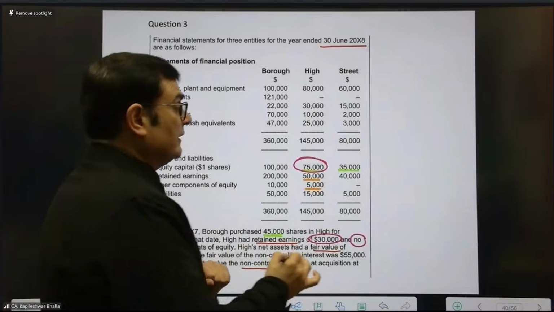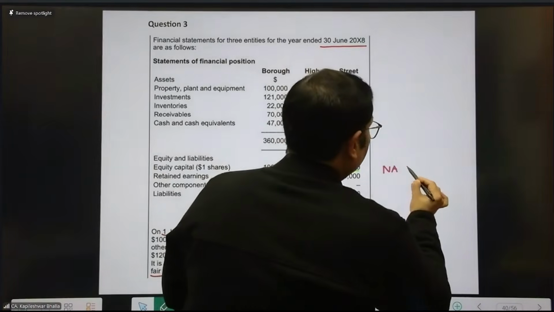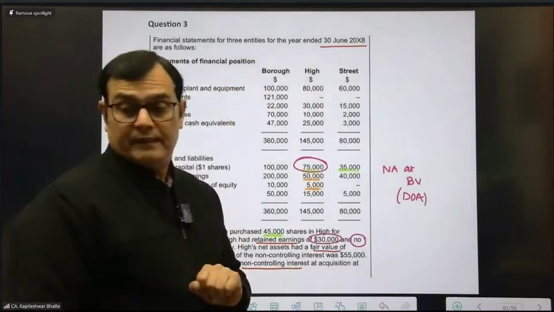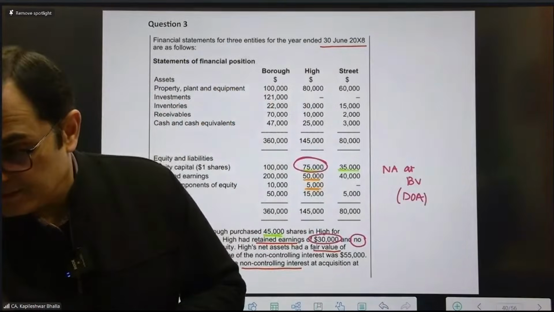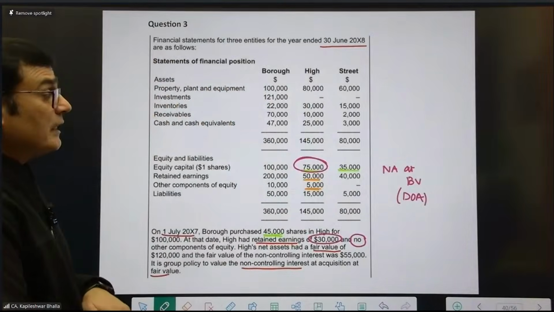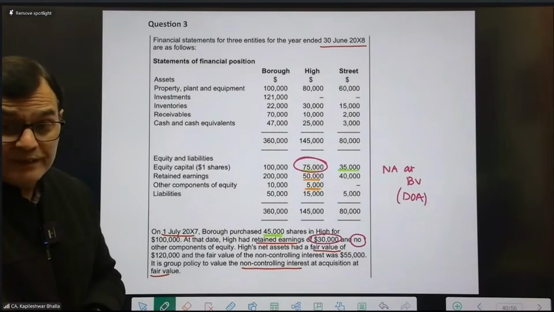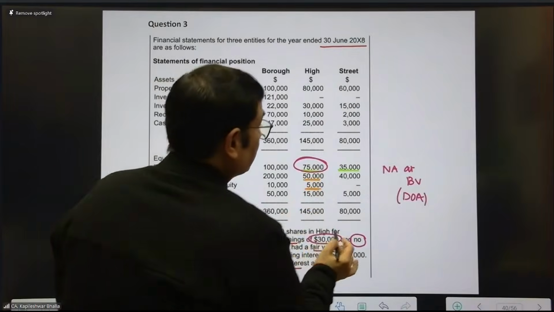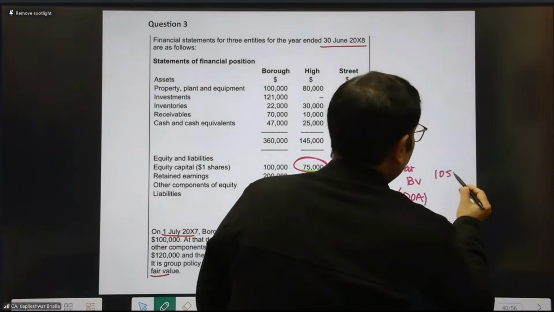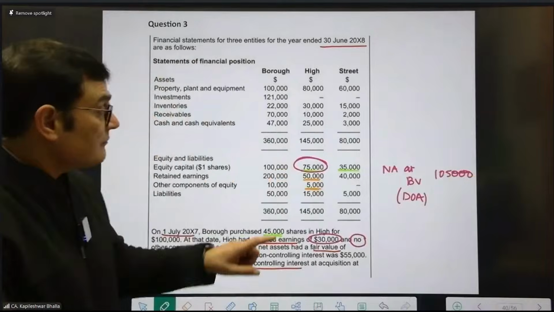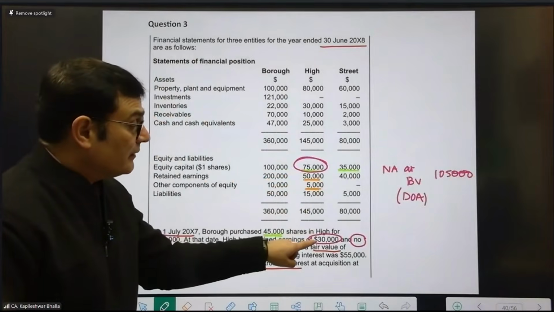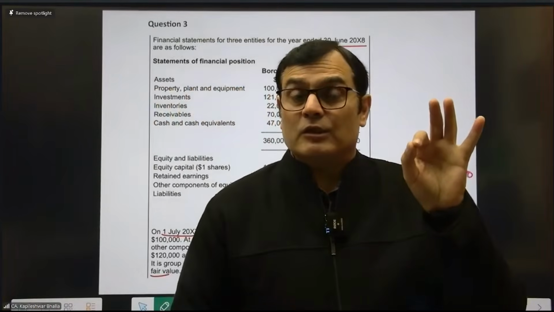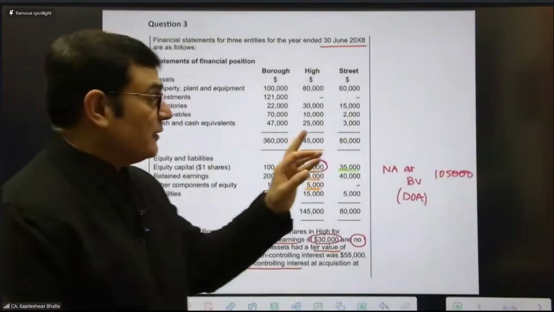So if I were to calculate the net assets at book value on the date of acquisition, I can conveniently say you take this 75 plus 30, I would say this is 1,05,000. Please watch the calculations carefully. This is the equity share capital and this is the retained earnings on the date of acquisition. So the net assets on acquisition date at book value is 1,05,000.